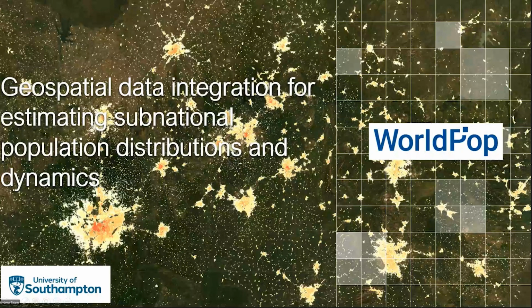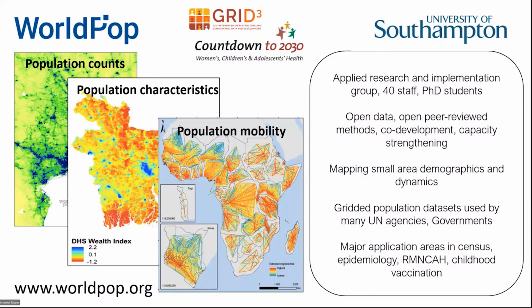I'm going to give quite a broad overview of the type of work we do on integrating geospatial data sets, including mobile data in many cases, for estimating population distributions and dynamics. So we're a group at the University of Southampton very much focused on developing new methods for integrating data sets to try and fill gaps, make more timely, more small area population data. We have quite a focus on low and middle income countries, but also do a lot of work globally, some of which includes the UK.